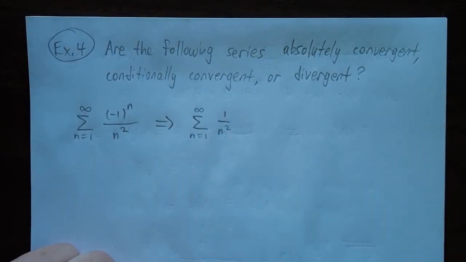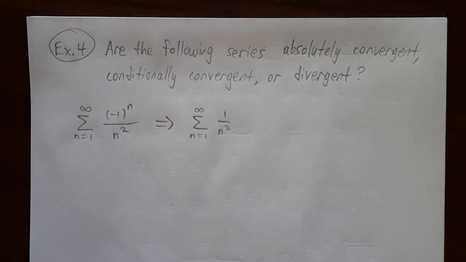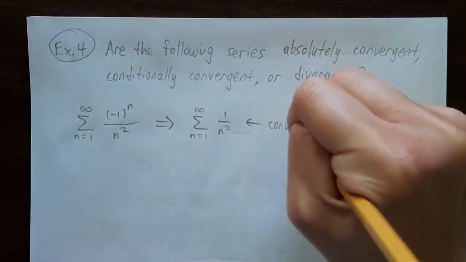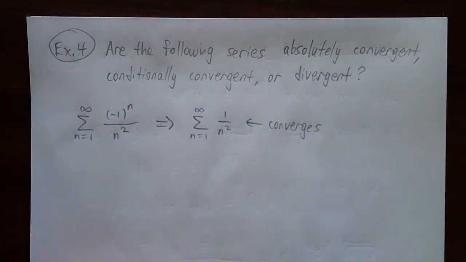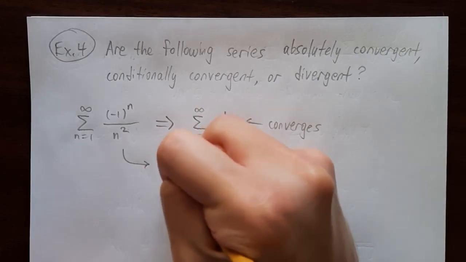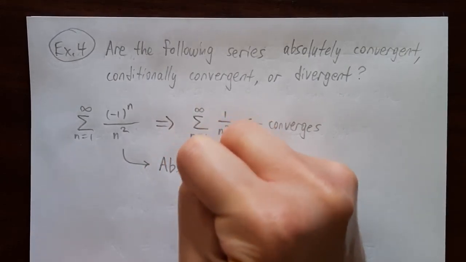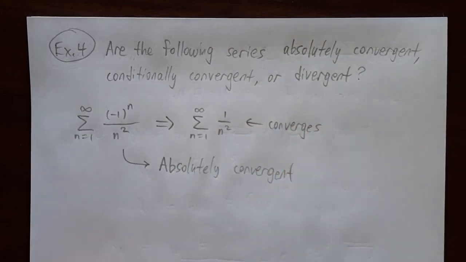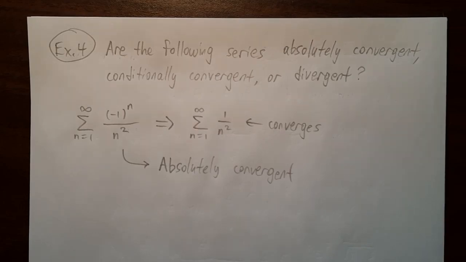And then I ask, well, does this thing converge? And I think you guys know the answer. This one does converge. It is a p-series, where p is 2 in this case. So yep, this one converges. So if the positive version of the series converges, then the original series has to be what we call absolutely convergent. Ta-da!